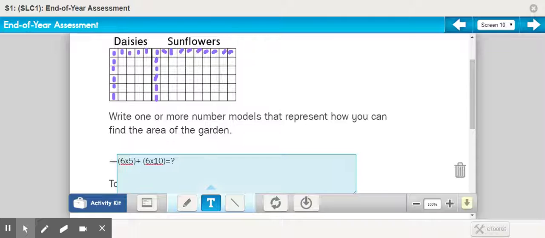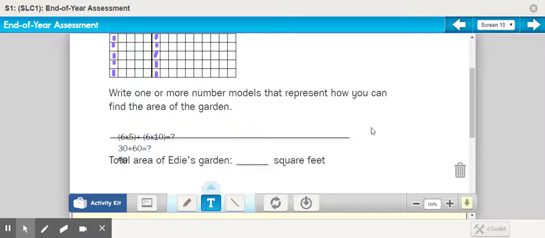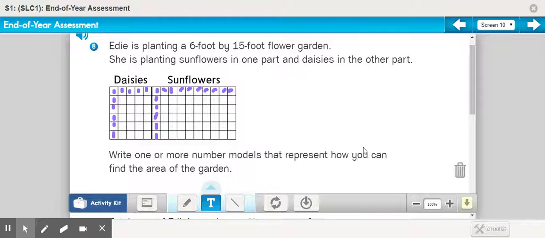And so from there, I can also use order of operations. So as I work on this, I think 6 times 5 equals 30. And then 6 times 10 equals 60. So here, I've brought down both of my equations in the parentheses, and now I'm going to come up with my total answer of 90. And so it says, write one or more number models that represent how you can find the area of the garden. So I've written my number models, and then here in this section, I would write 90 because it's 90 square feet. And so I would solve this by splitting it into 2 sections.